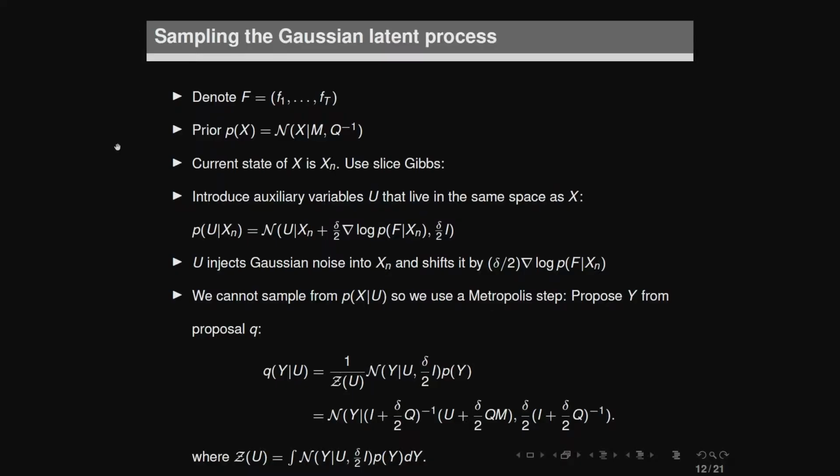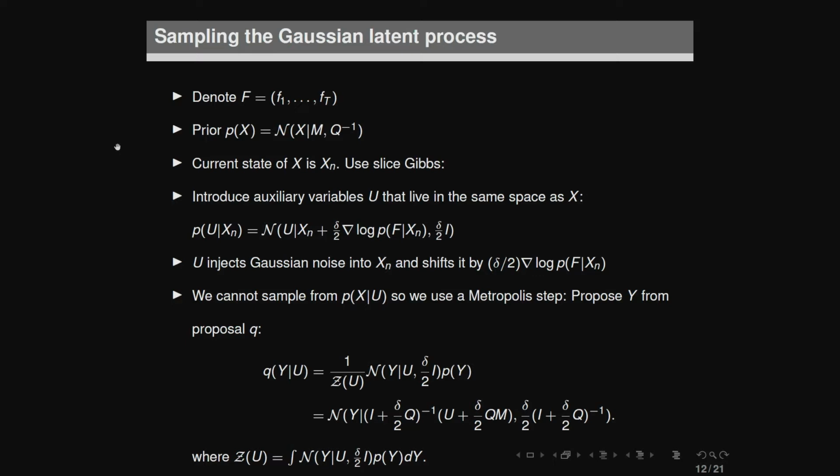It's based on a discussion by the third co-author in a paper of Girolami on Hamiltonian dynamics. And the idea is the following. I want to sample X and assume that I want to do a slice Gibbs. How will I do a slice Gibbs? I would introduce an auxiliary variable, which I call U, and I will sample U given X and then X given U. So let me introduce U first.